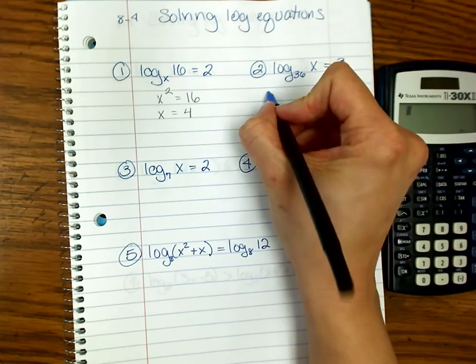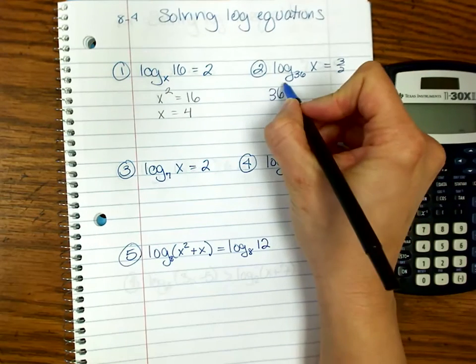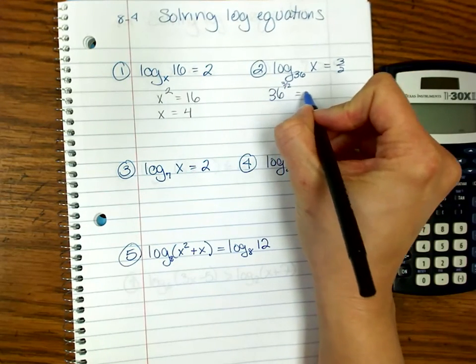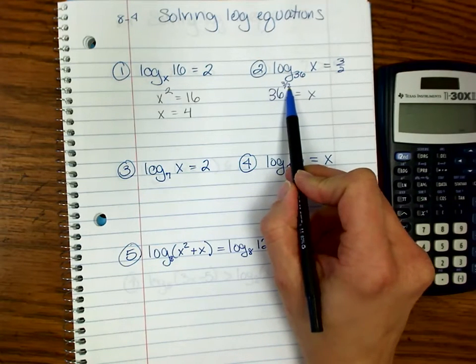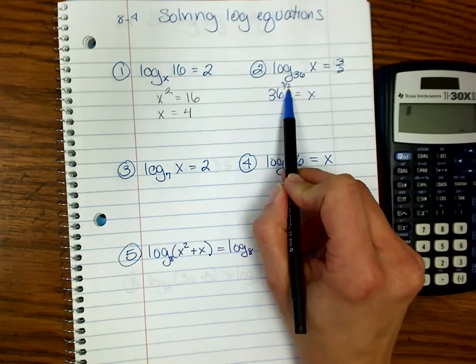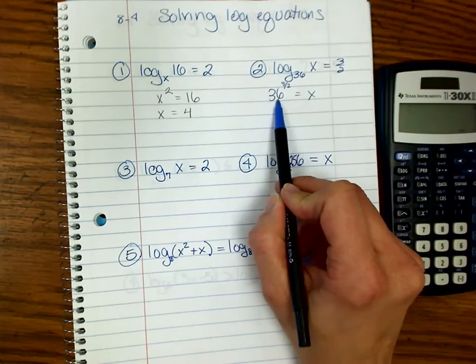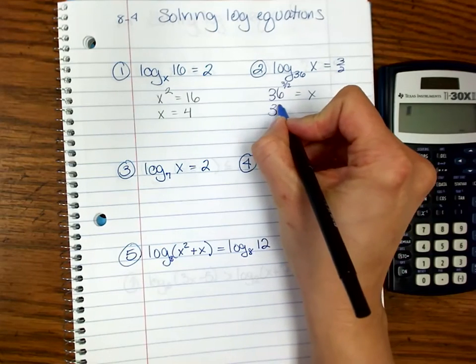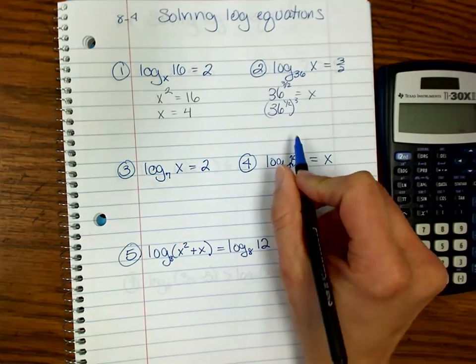Now this one, we'd say the base, 36, to this power, so to the 3 halves, equals x. Some people forget that with a rational exponent, the numerator means a power, the denominator means a root. So this is the square root of 36. We could rewrite that like this. That's the square root, and then cubed.